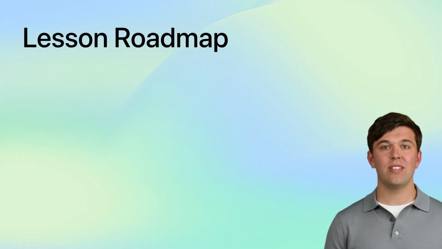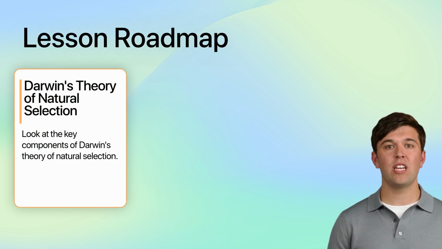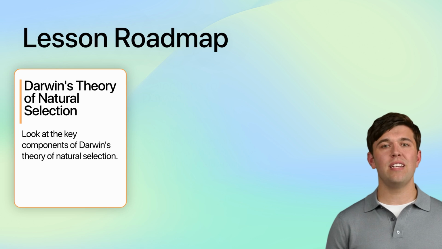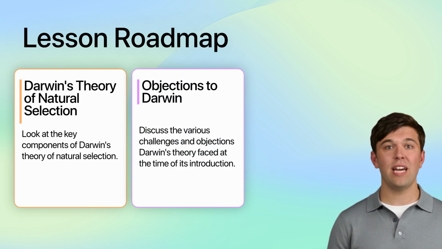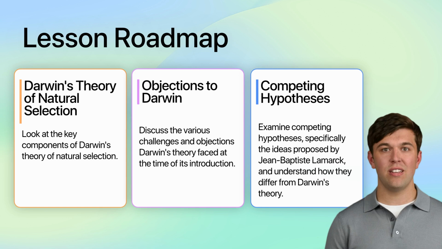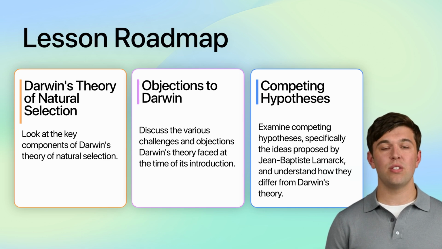In today's lesson, we will first look at the key components of Darwin's theory of natural selection. We will then discuss the various challenges and objections it faced at the time of its introduction. Finally, we will examine competing hypotheses, specifically the ideas proposed by Jean-Baptiste Lamarck, and understand how they differ from Darwin's theory.